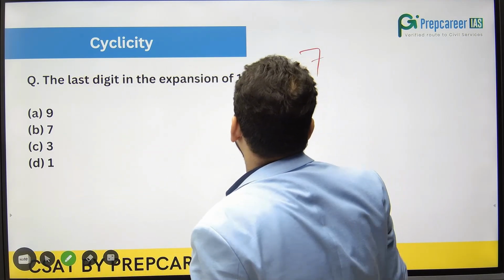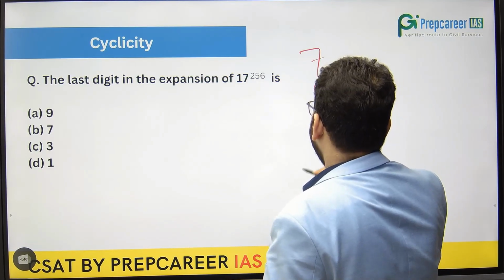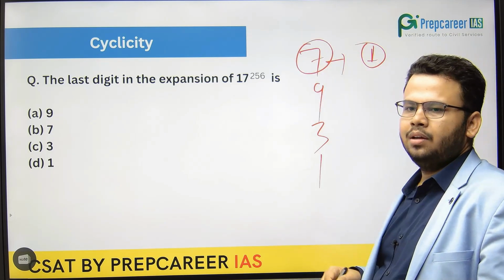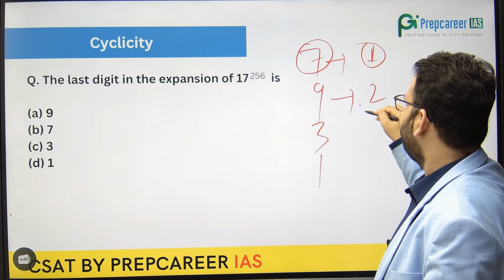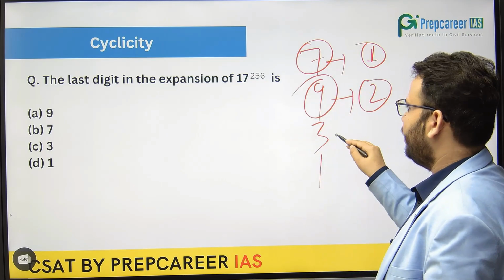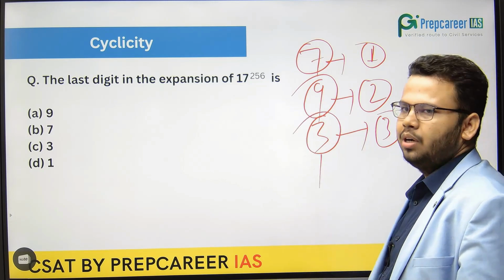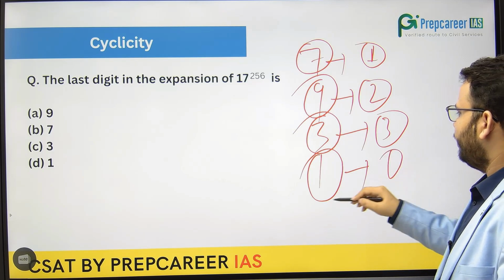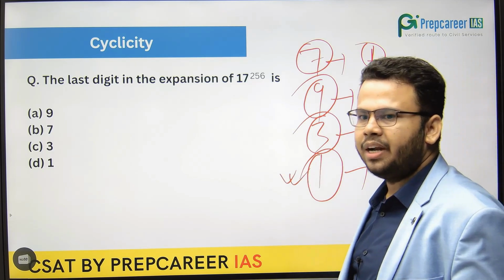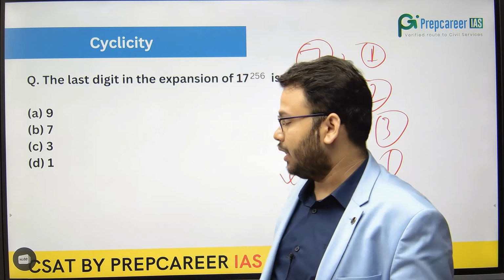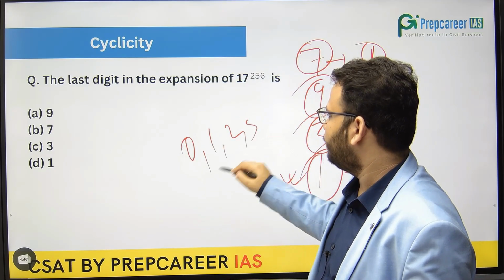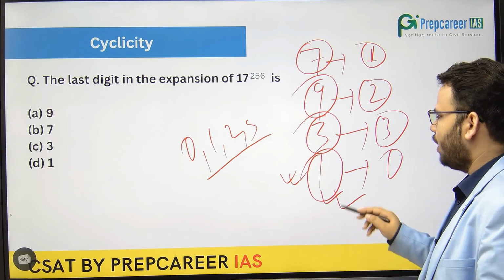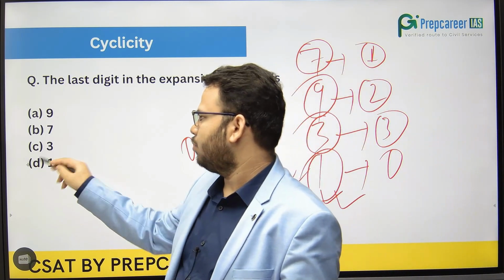So it is on this pattern, 7, 9, 3, 1. If the remainder would have been 1, the first number would have been at the unit place. If the remainder would have been 2, the second would have been at the unit place. If the remainder would have been 3, the third would have been at the unit place. If the remainder is 0, the last one comes up. The remainder cannot be 4 when you are dividing a number by 4; it can be either 0, 1, 2 or 3. Since it is completely divisible by 4, at the unit digit you are going to get 1. This is the answer.